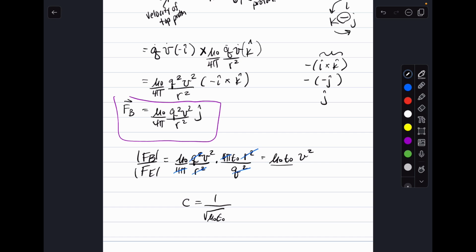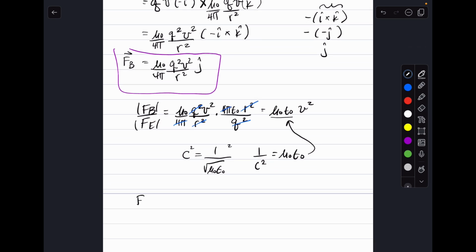So I'm going to rearrange it a little bit. I'm going to square both sides and then take the inverse. And so what I see is that 1 over c squared is actually equal to mu naught epsilon naught. Okay, plug that in here. And what I get is that the ratio of the magnetic force to the electric force is actually the ratio of the speed squared to the speed of light squared. And so what this tells you is that the magnetic force will always be a heck of a lot smaller than the electric force.